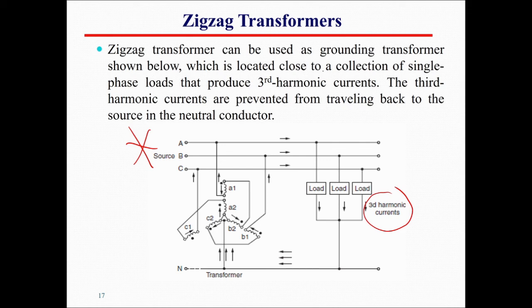A zigzag transformer can be used as a grounding transformer, which is located close to the collection of single phase load that produces third harmonic current. The third harmonic currents are prevented from traveling back to the source.